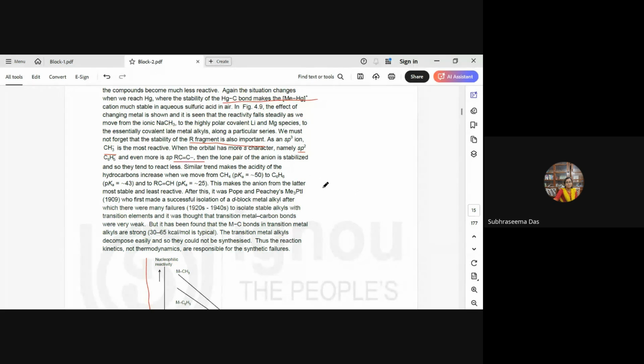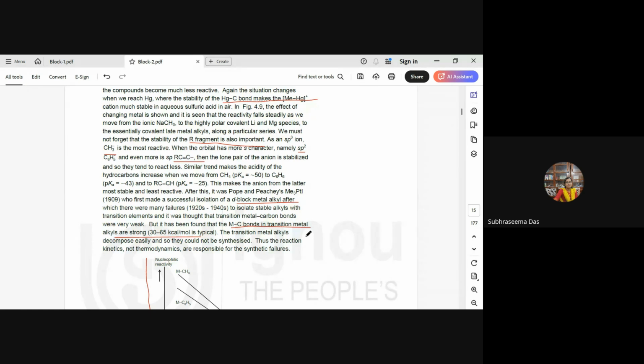So after this, it was found that Me3PTI made the first successful isolation of a d-block metal alkyl. After many failures, it has mostly been found that the metal-carbon bonds in transition metal alkyls are strong.